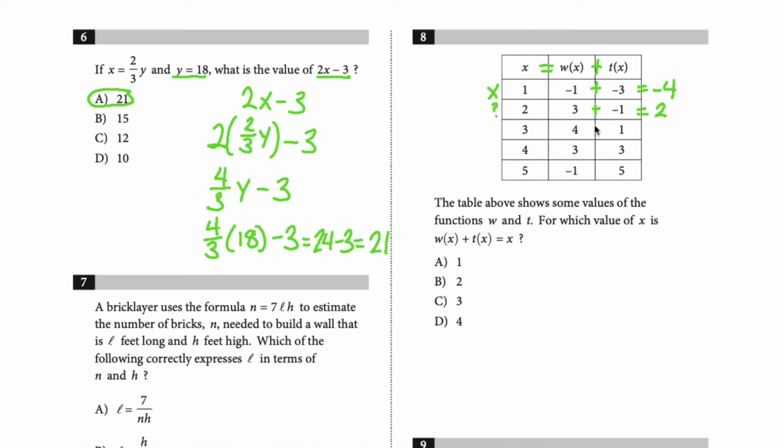For 3, if we add 4 plus 1, that's going to be 5, and 5 is not the same as 3. And then D is 4, so if we add w of x and t of x for x equals 4, 3 plus 3 is going to be 6, and that is not 4, so it is not that one either, and it will be x equals 2.